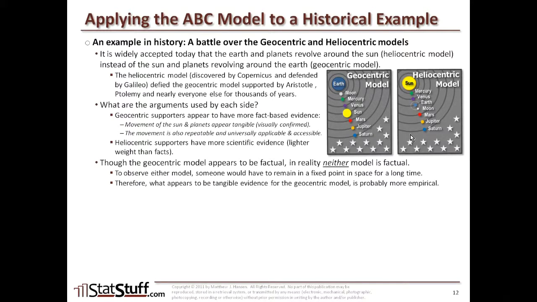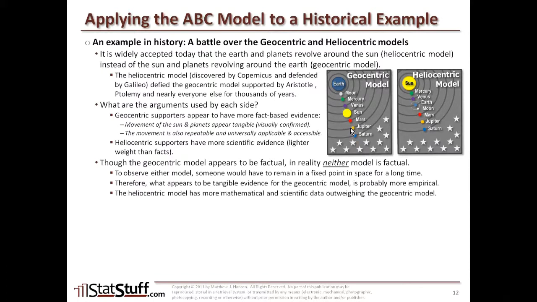So what appears to be tangible evidence for those who supported the geocentric model is actually probably more empirical. That is, from the perspective of where they are on Earth, it appears in their experience that all those things are revolving around the Earth, when that's not really the case. So they were actually taking the wrong perspective. They were making an assumption, that from their perspective everything was revolving around them, when really they had the wrong perspective. The better perspective would have been to stand outside in space at a fixed point for an extended period of time to really prove that it's true.